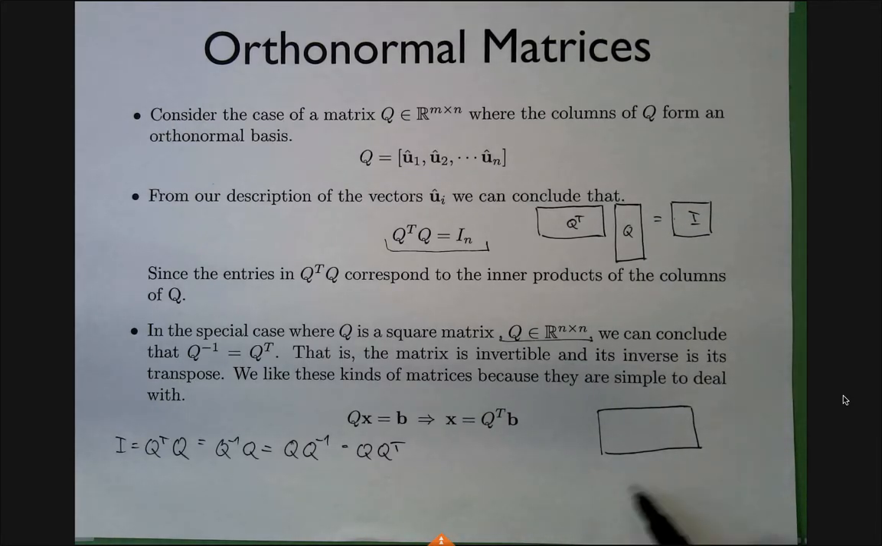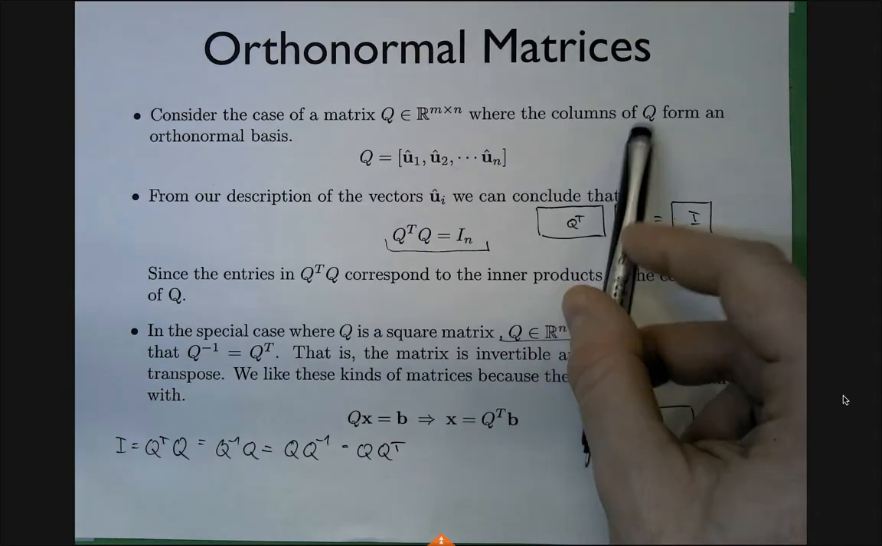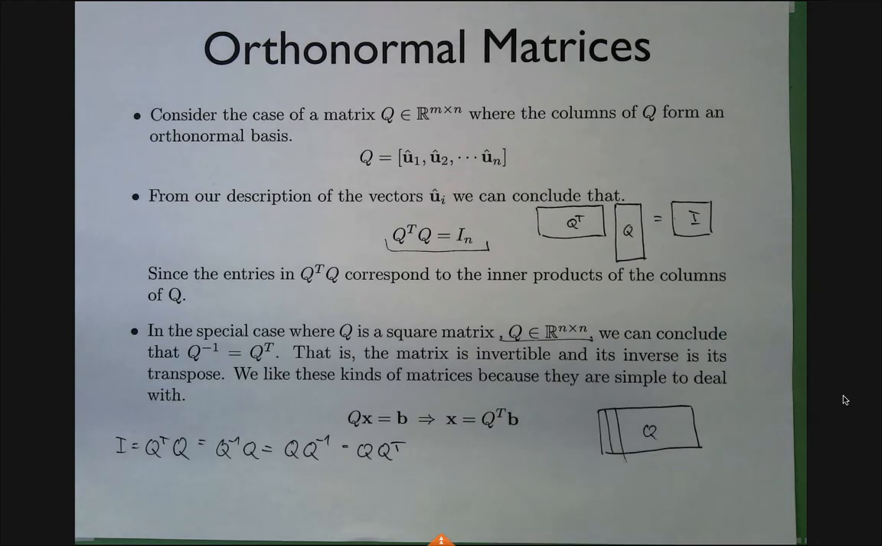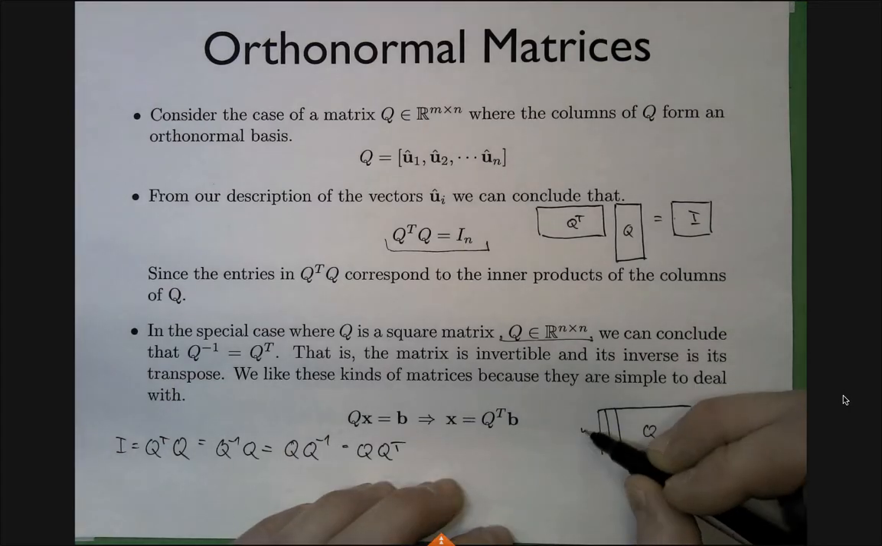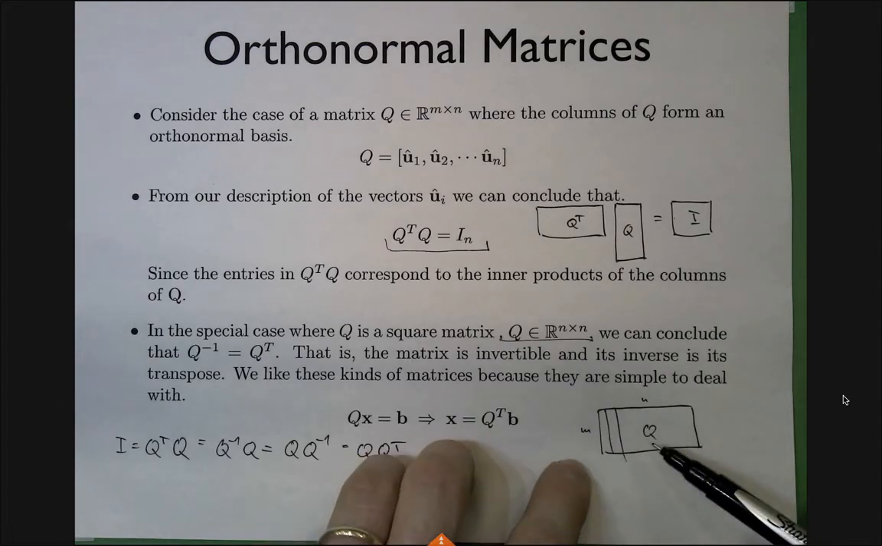If I have a matrix of this shape, the short and fat matrix, if this was my Q, could it possibly be an orthonormal matrix according to this definition? Could all the columns of this matrix form an orthonormal basis? They can't, right? Why? Can you give me a quick argument? That's right. Because this is M and this is N, right? So I cannot have N plus 1.